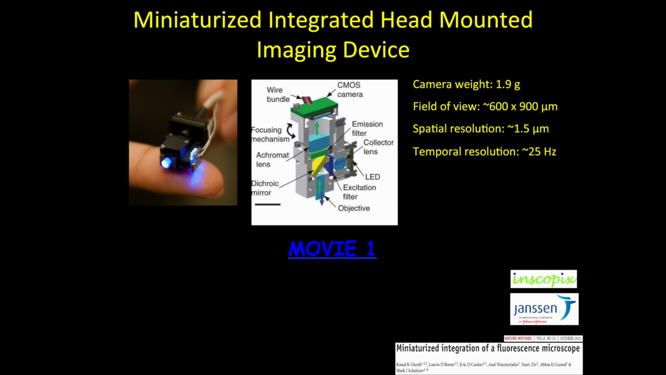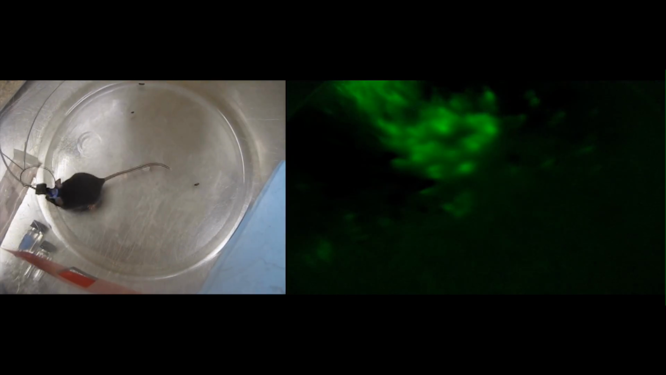Let me give you an example. Hopefully you can see here the mouse carrying the device shown to the left, and the activity, the fluorescence linked to changes in intracellular calcium, shown to the right. Don't be alarmed by the frantic movements of the mouse. The video is sped up.